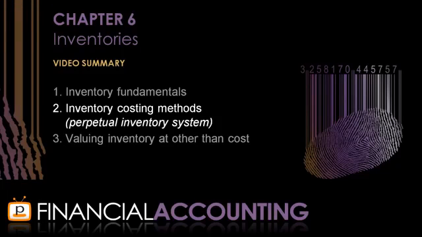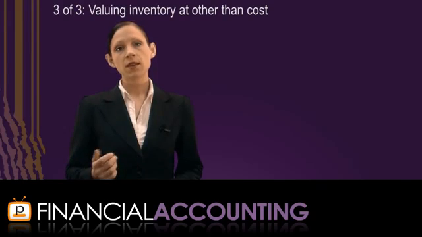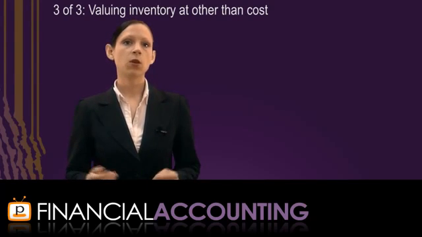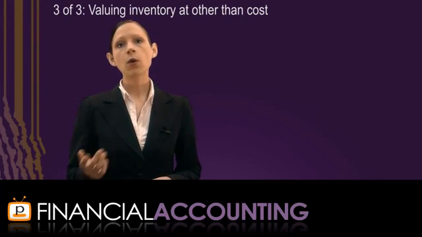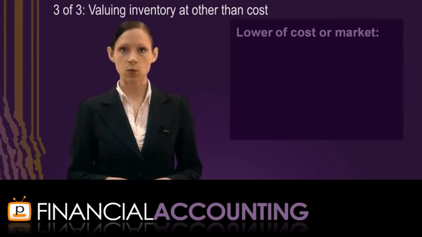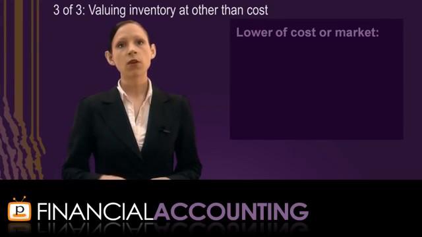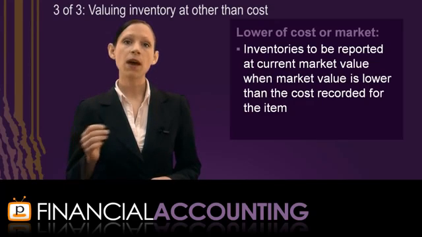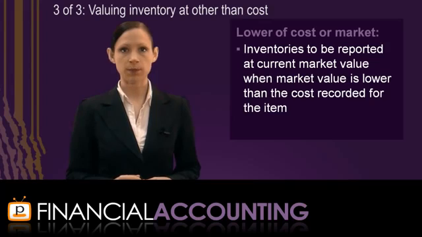The inventory costing methods we have just discussed are based on recording inventory at cost. Let's now look at valuing inventory at other than cost. There may be times when cost is not the most appropriate way to value inventory. This may occur when the purchase price of the goods decreases or when the goods are unable to be sold at normal prices, perhaps because they are damaged or have become obsolete. When this occurs, accounting principles require the application of the lower of cost or market rule. The lower of cost or market rule requires that inventories are to be reported at their current market value when the market value is lower than the cost recorded for the item.